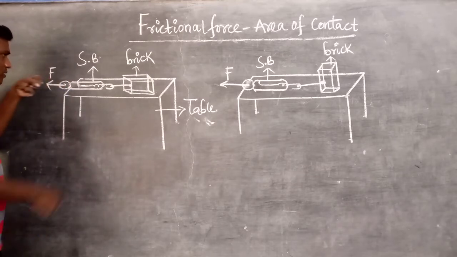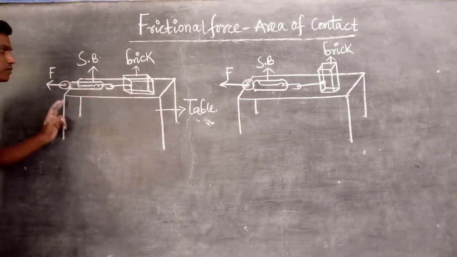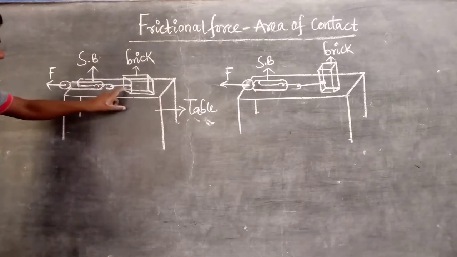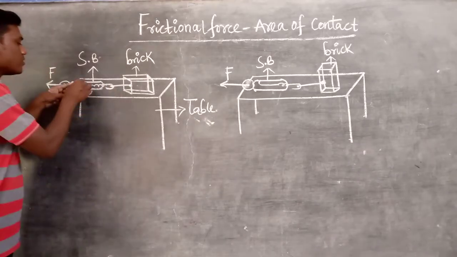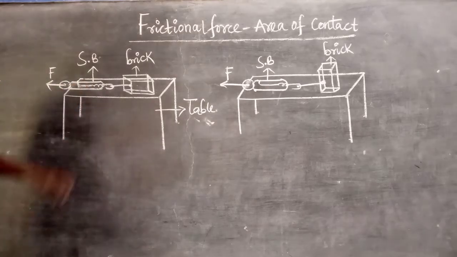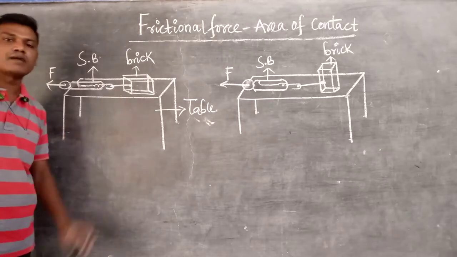The hook of the spring balance you hold in your fingers and slowly pull the brick through the spring balance until the brick is set into motion. When the brick is set into motion, at that time you see what reading is shown in the spring balance. You note that reading in your mind, or you can note it on paper.